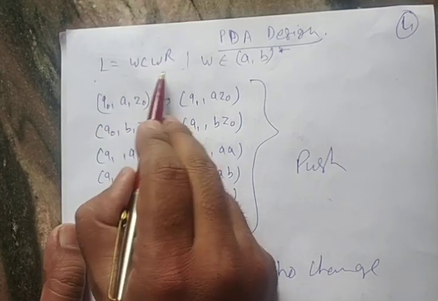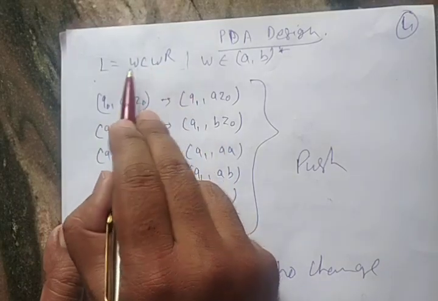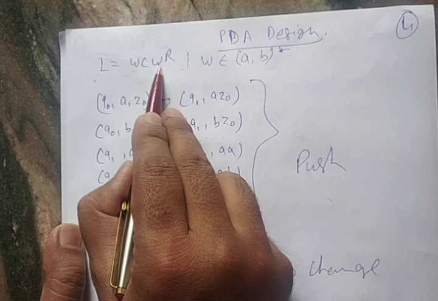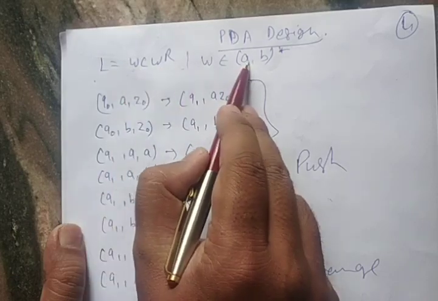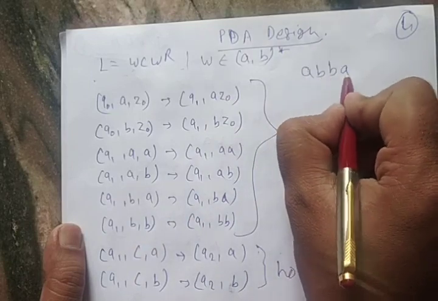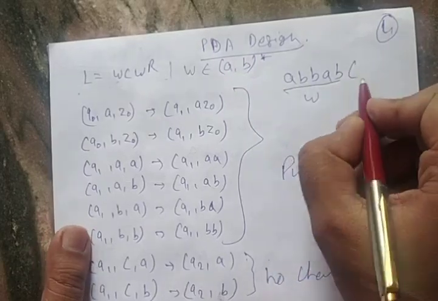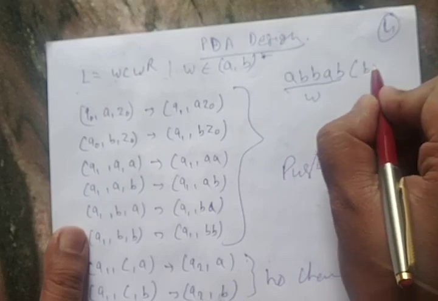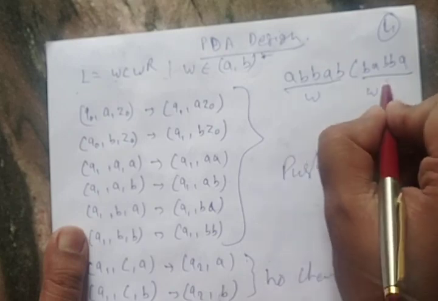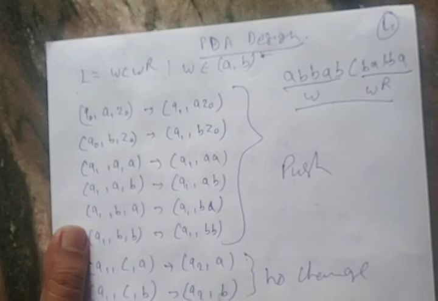What is this language? What is WR here? Here WR means reverse of W. So whatever you have written here, everything will get reversed and W will be a combination of A, B. So suppose I have written A B B A B. It means suppose this is my W. So after C I'll have exactly the reverse one, B A B B A. That is WR. You already know this thing in terms of palindrome.